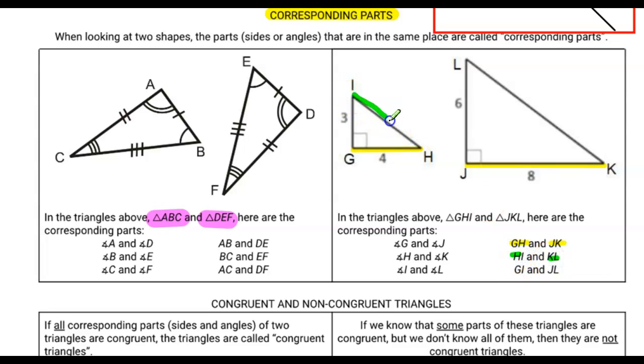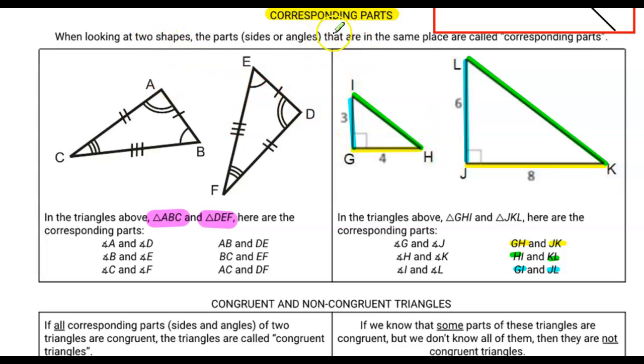Same thing goes for HI and JK. HI and JK are both the hypotenuse for their respective triangles. That doesn't mean that they're the same size. Far from it, doesn't have to be. They're just in the same place for those different shapes. And then GI and JL have that same thing. GI and JL are in the same place, different shapes. They are corresponding. Okay, great.